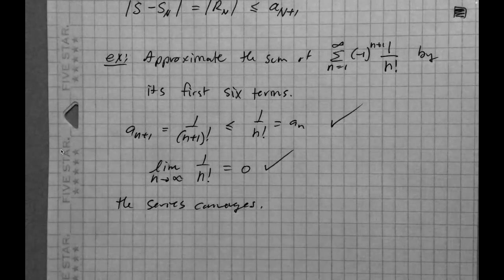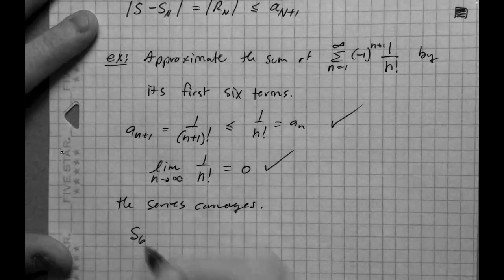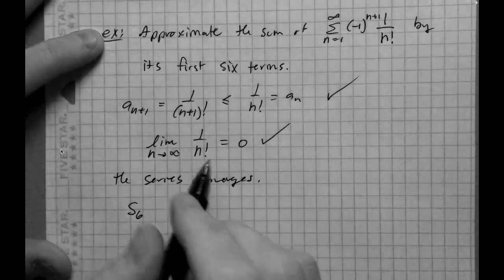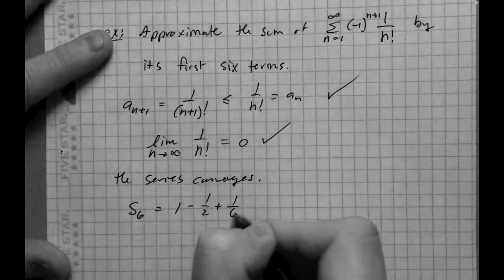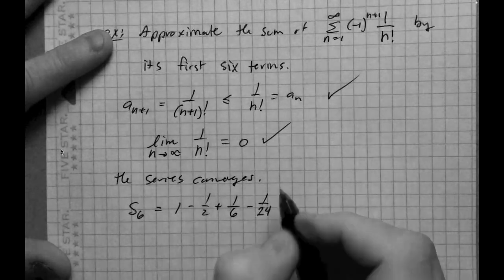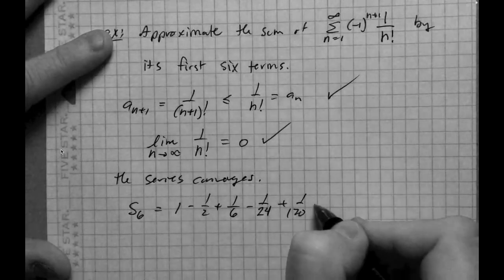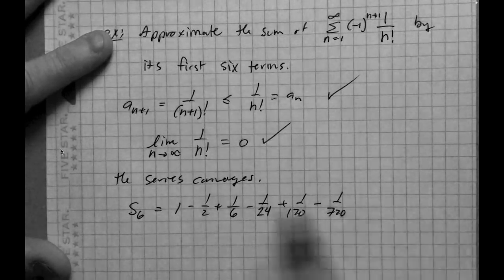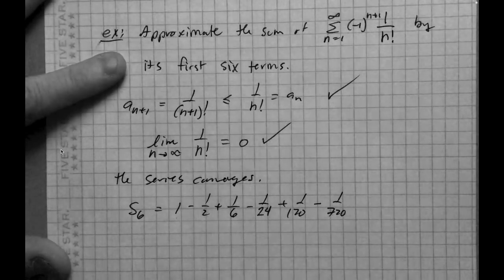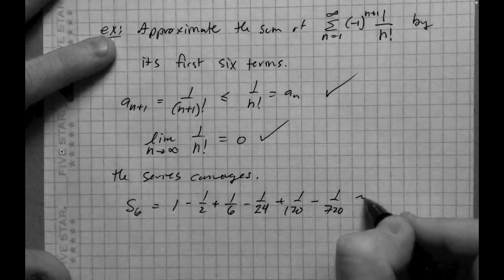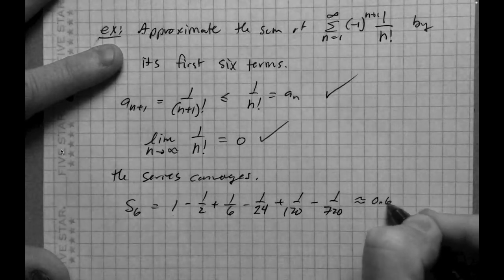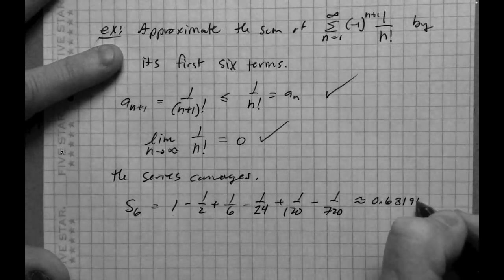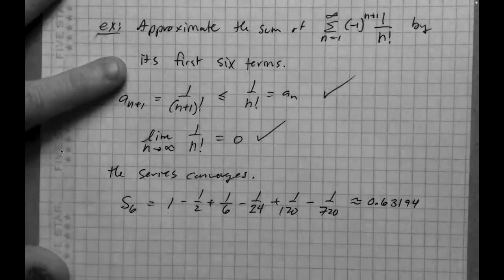Let's approximate it. Well, the sum of the first 6 terms, that's S6, right? So we can write them out pretty easily. This is going to be equal to 1 minus a half plus a sixth minus 1 over 24 plus 1 over 120 minus 1 over 720. Okay, that's 1, 2, 3, 4, 5, 6 terms. Now, I've done the math ahead of time on this. I didn't think we'd want to do this by hand. You get something like 0.63194.